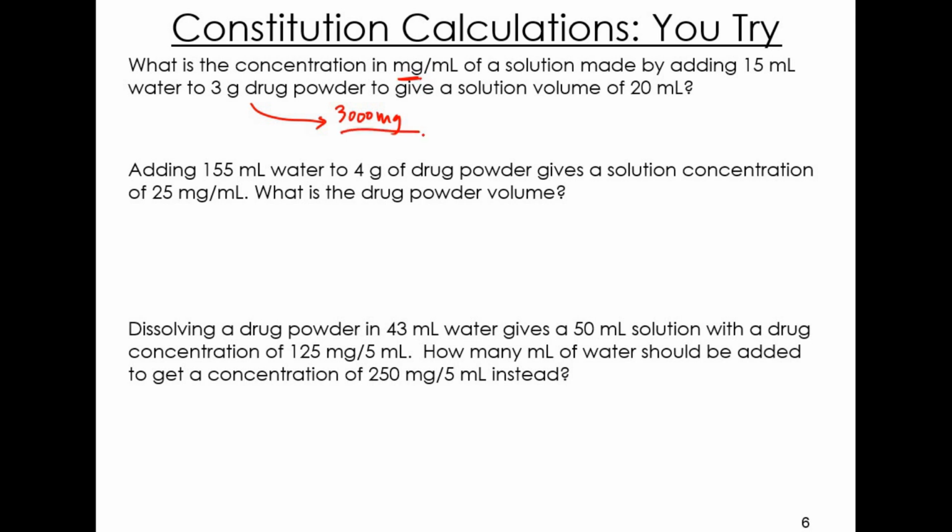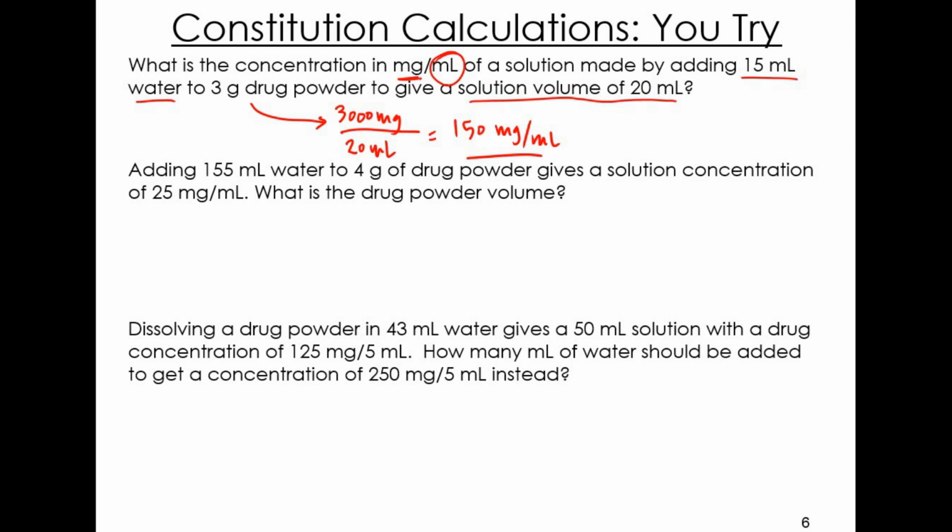And so we just really have to decide which volume to put on the bottom. Do we put the solution volume of 20 mils, or do we put the solvent volume of 15 mils on the bottom? And that's really the quiz here. You should know that a solution concentration, drug strength, is going to be the total amount of drug divided by the total volume of the solution. So it should be 20 mils on the bottom. And so we'll just divide those to get 150 milligrams per milliliter.